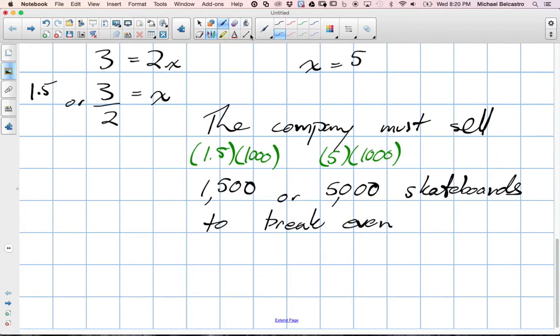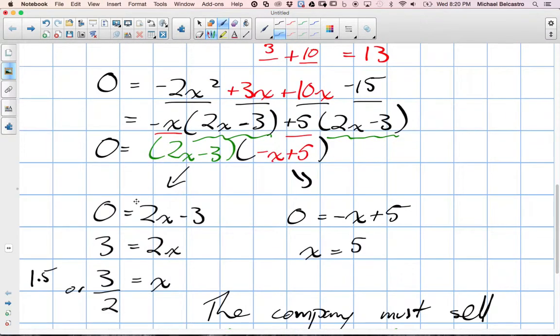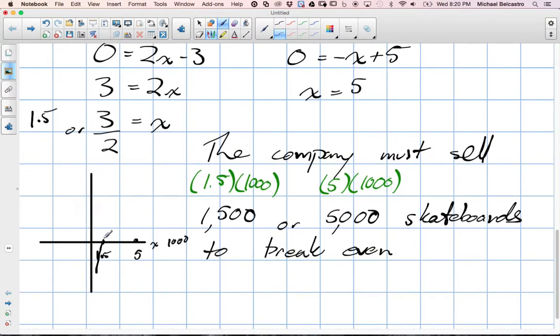I'm going to draw a rough sketch of this, okay? Because that kind of seems weird. What do you mean by two values? Well, it actually makes sense. Assume our x values are in thousands again, okay? Well, we had one x-intercept at 1.5 and the other one at 5. And we know that this is a parabola that faces downwards because the a value is negative. So this parabola does something like this, okay?